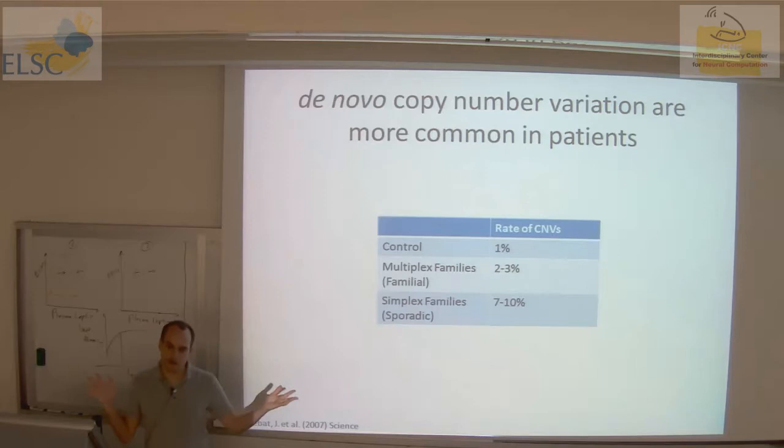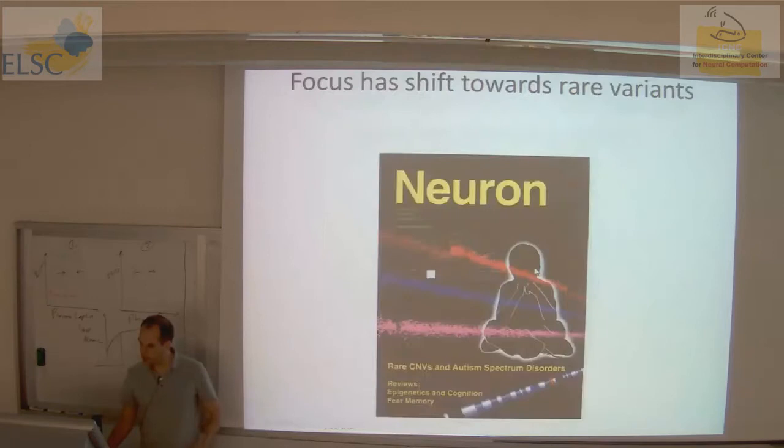Okay? So we can say that the focus in the field shifted towards rare variation. This is a cover of Neuron from, I think, 2011. They had a large study of de novo copy number variation, which they identified many of those. But this doesn't make it much simpler, because in almost each individual, you see a different type of mutation, a different type of deletion or duplication.